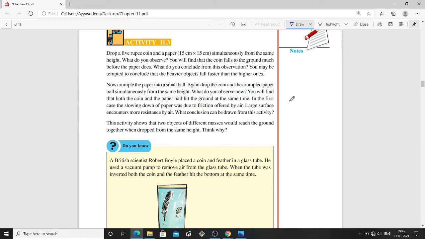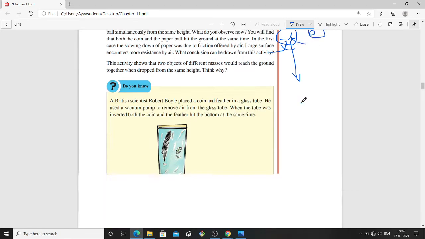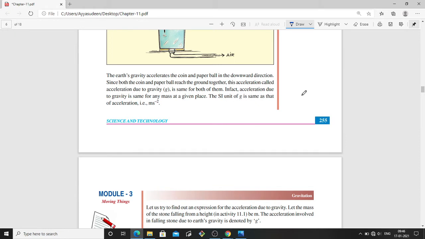But if you throw a paper and a stone from the same height, the paper will fall slower than the stone. This is not because of the mass, but because of the air friction, the wind friction that acts on the paper, which makes its falling rate slower than the stone. So you have to understand that.